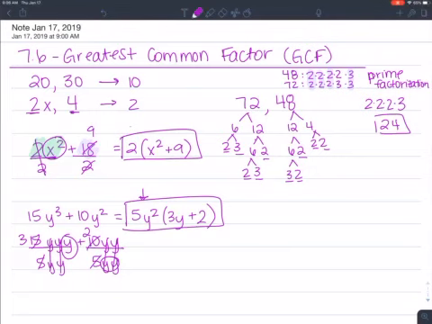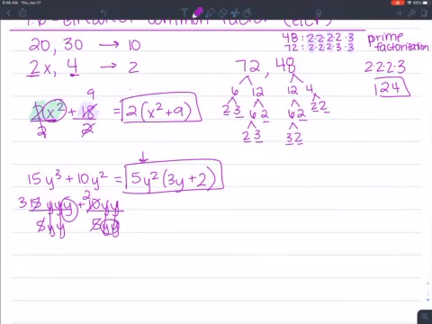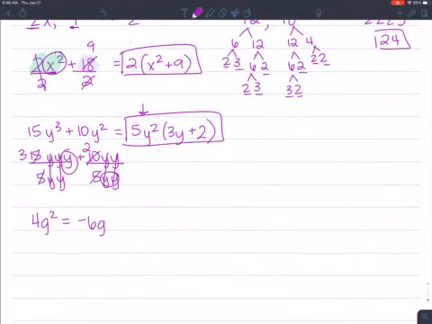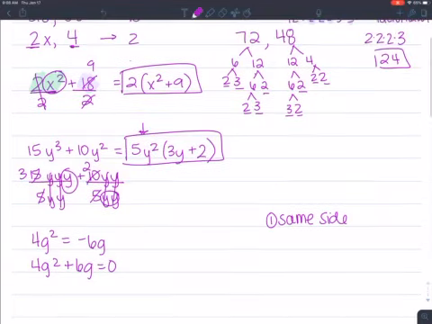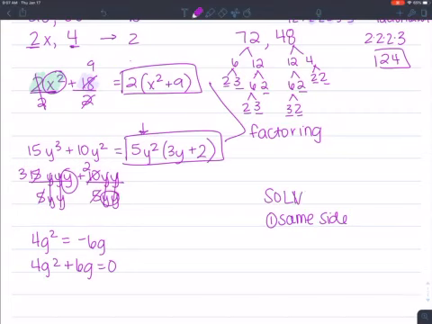All right, now let's use that and integrate what we did yesterday. So let's say we have 4g squared equals negative 6g. Well, in order to factor out a GCF, I do need to have them on the same side. So my first step is to get everything on the same side. So let's go ahead and add 6g to both sides, and this equals 0. One thing I do want to point out, the difference between the problem we're doing now and the last two was these two did not have equal signs, so we were just factoring. For this one, since we have an equal sign, we are actually solving.